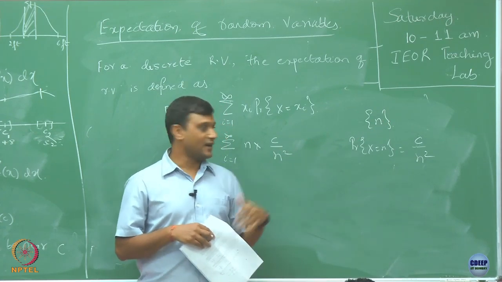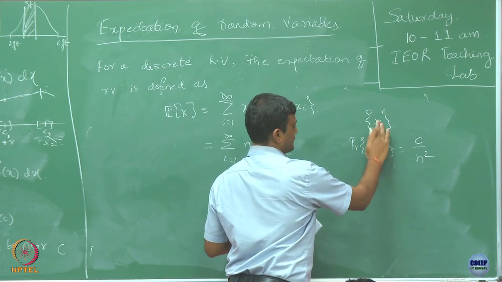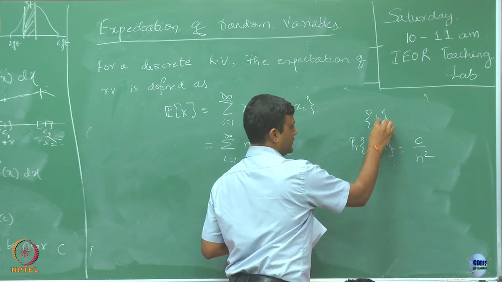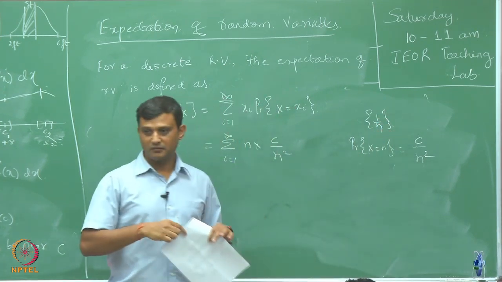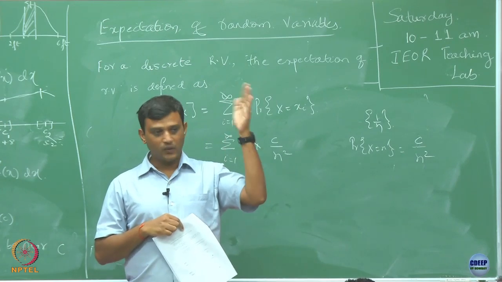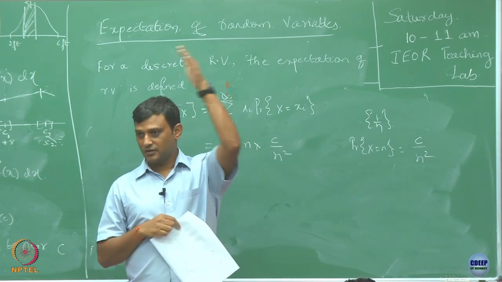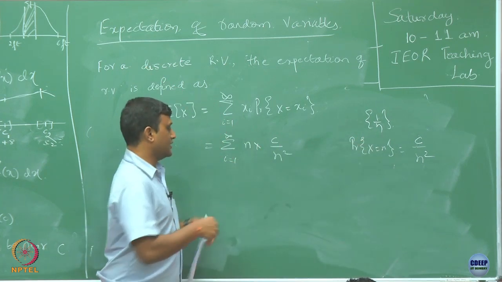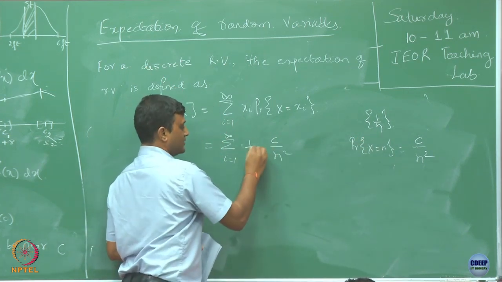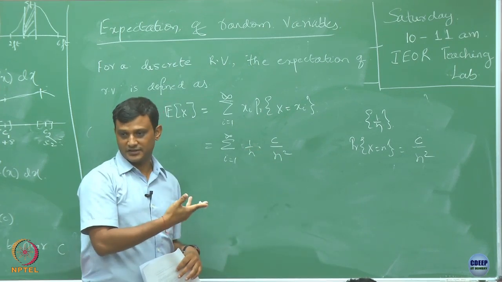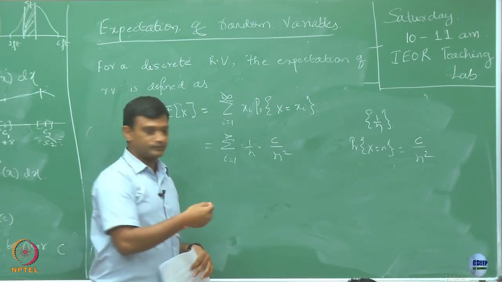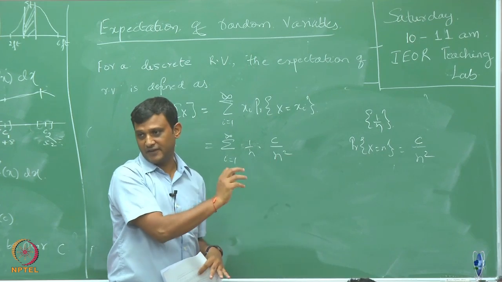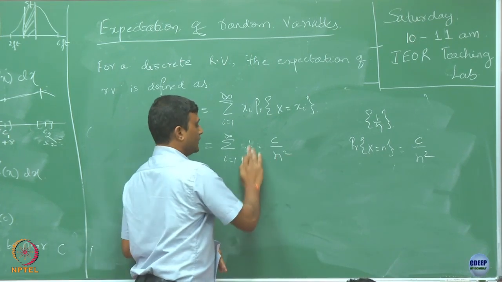For example, I can come up with outcomes that do not have to be n. It could be 1 by n itself. My possible outcomes are 1, 1 by 2, 1 by 3, 1 by 4, like that. So if I make it 1 by n, I know this is going to converge, and in that case it is going to be finite. Okay, fine.